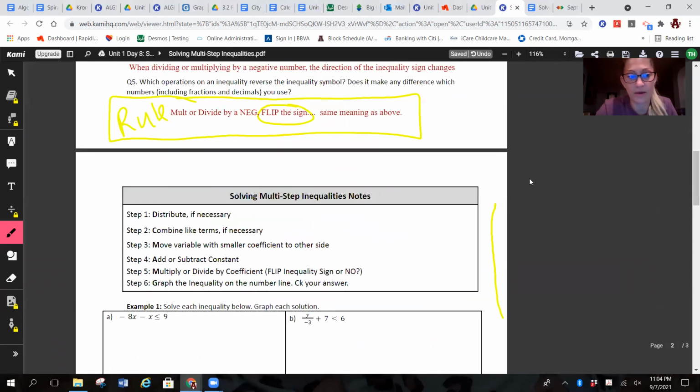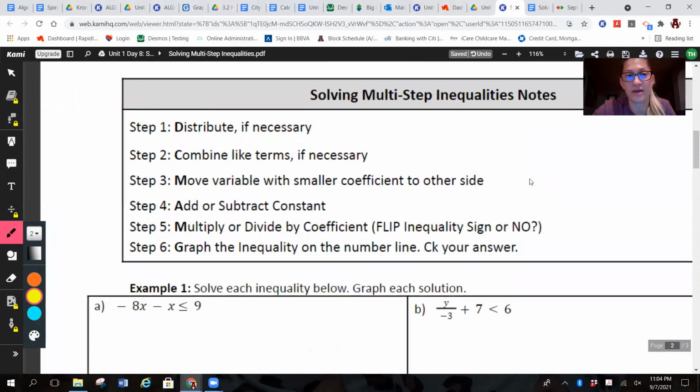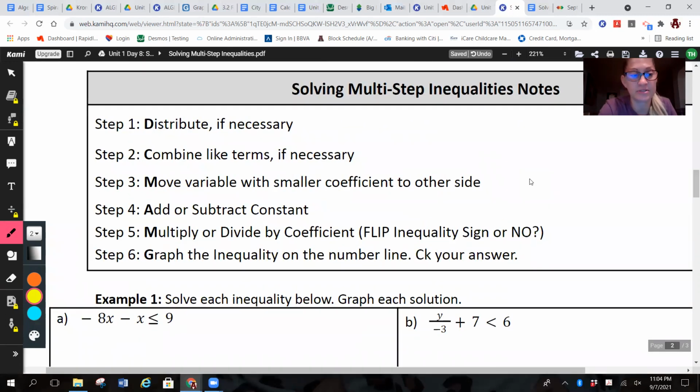All right, now we are going to solve inequalities and graph the solutions. In inequalities, you have an infinite amount of solutions, and we'll show that on the number line. Let's review our steps. They are the same steps as equations.